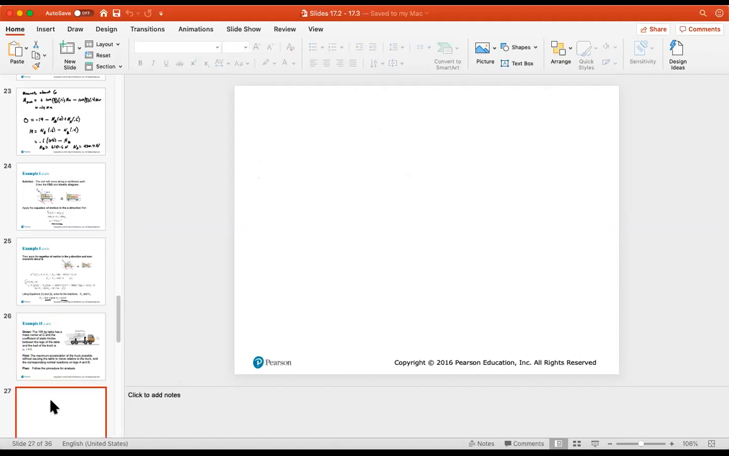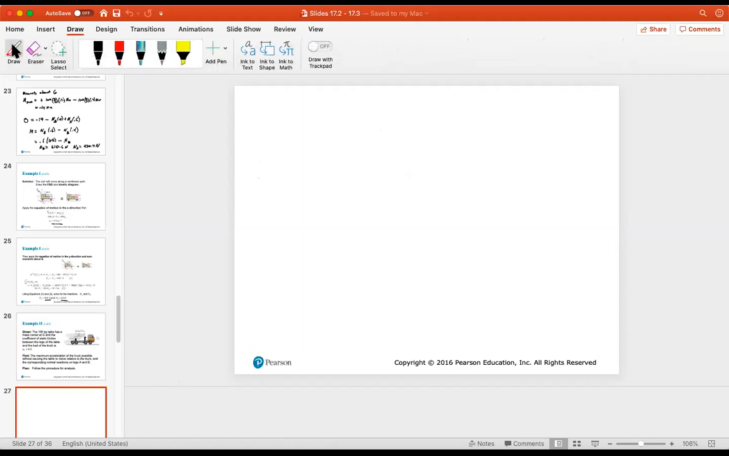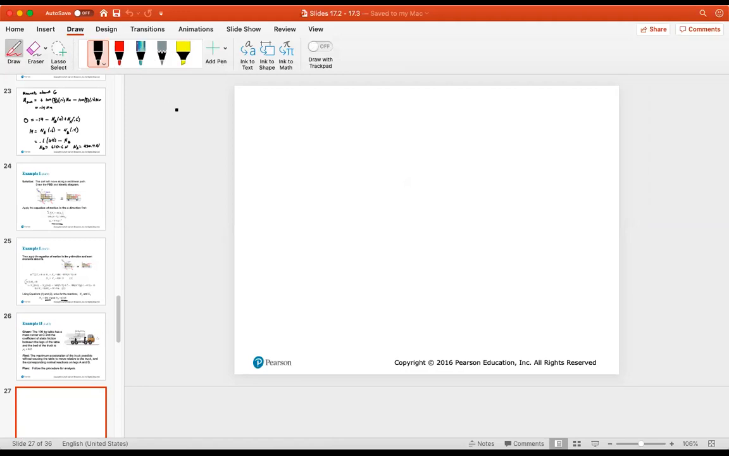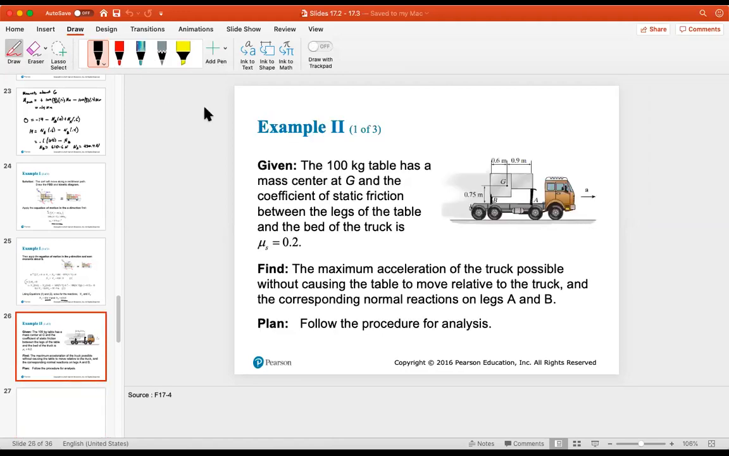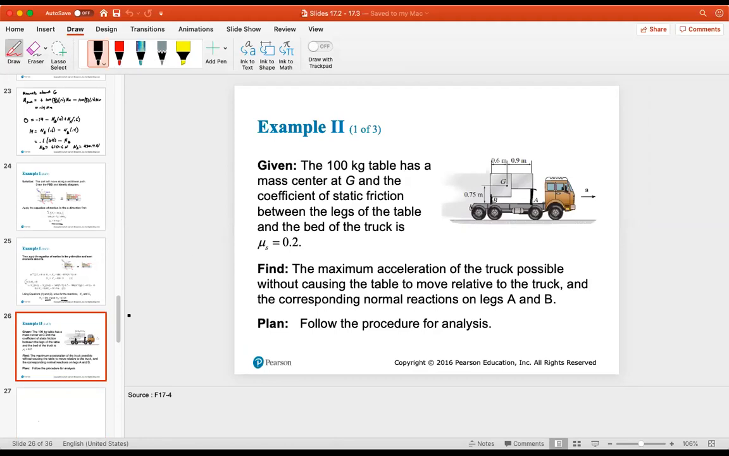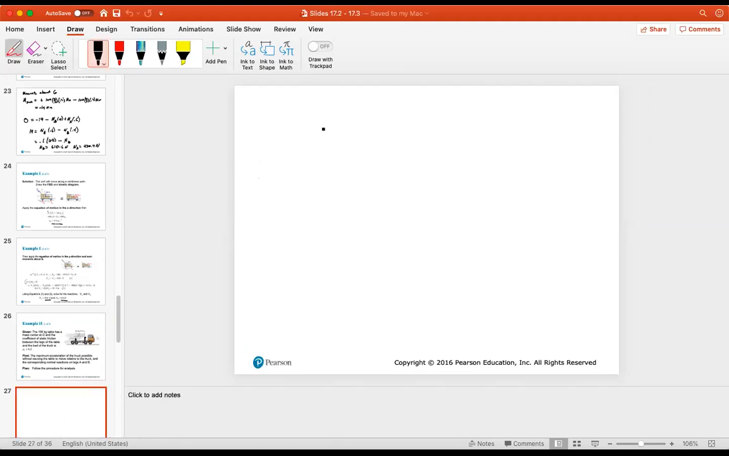So here we're going to work out the constraint imposed by no slipping. Let's keep the colors there. So here we want no slipping.